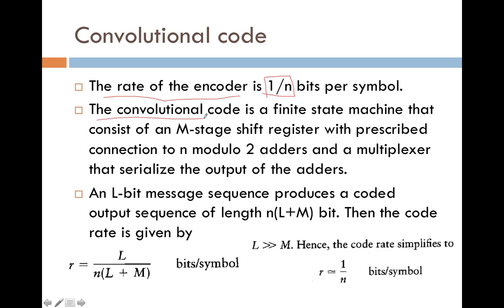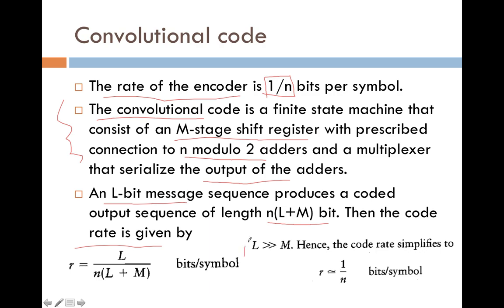A convolutional code encoder is a finite state machine that consists of an m-stage shift register with prescribed connections to n modulo-2 adders and a multiplexer that serializes the output of the adders. So this is the definition of a convolutional encoder. For example, an L-bit message sequence produces a coded output sequence of length n times (L plus m) bits. Then the code rate is given by R equal to L divided by n times (L plus m).